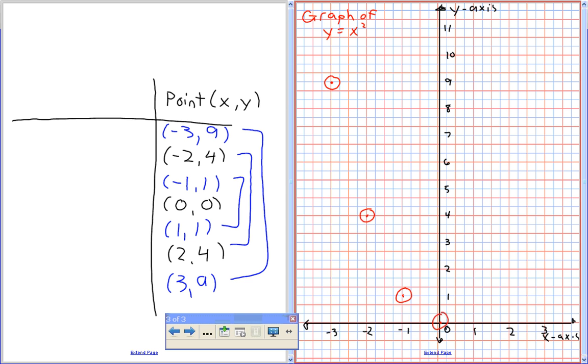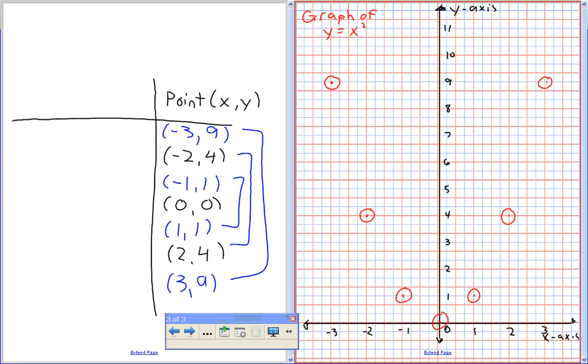This is a wacky graph. You may or may not have seen anything like this. You guys see this? Okay, so this is a wacky graph. 1 and 1 is right here. 2 and 4 is right here. And 3 and 9 is way up here.